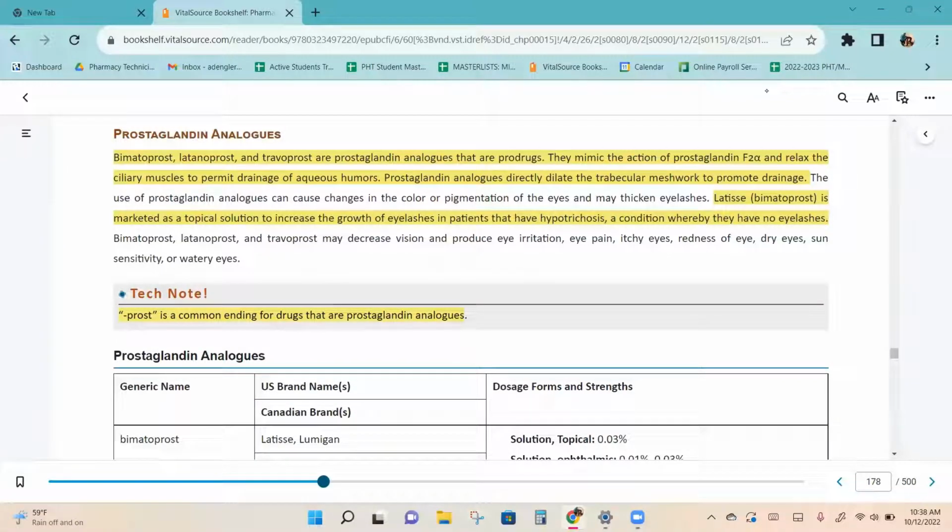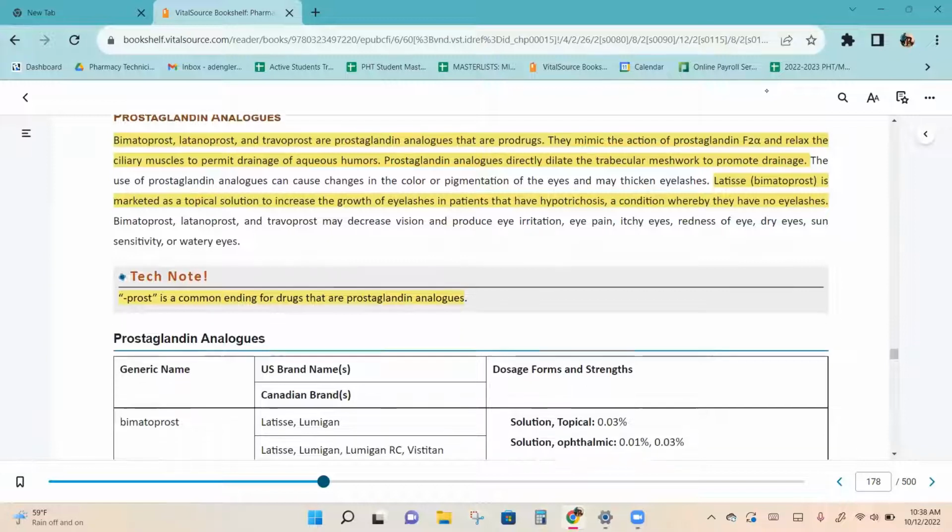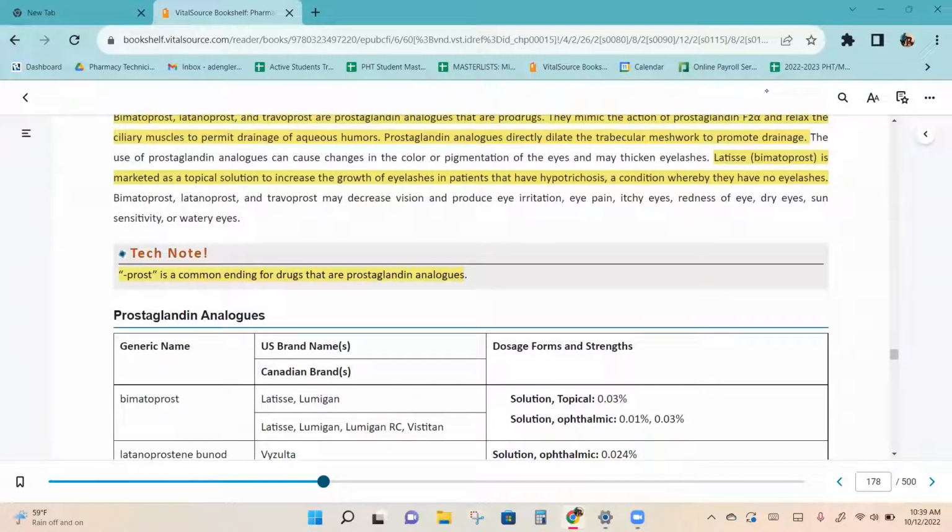Bimatoprost, latanoprost, and travoprost are prostaglandin analogs that are prodrugs. They mimic the action of prostaglandin F2 alpha and relax the ciliary muscles to permit drainage of aqueous humor. Prostaglandin analogs directly dilate the trabecular meshwork to promote drainage. The use of prostaglandin analogs can cause changes in the color of pigmentation of the eyes and can also thicken eyelashes.